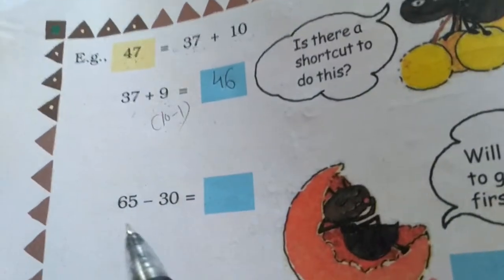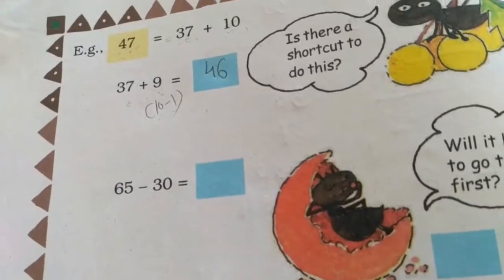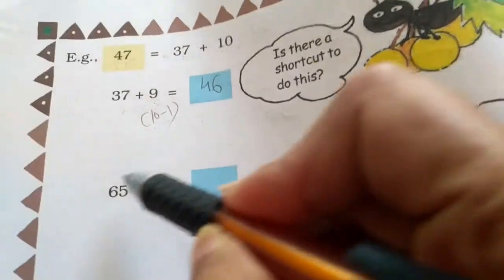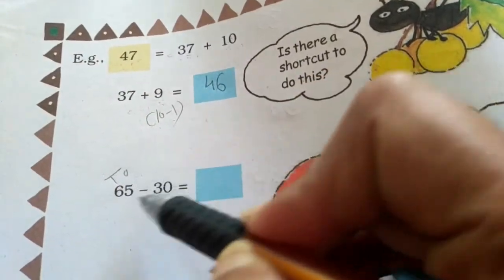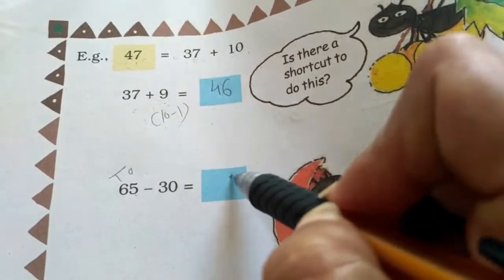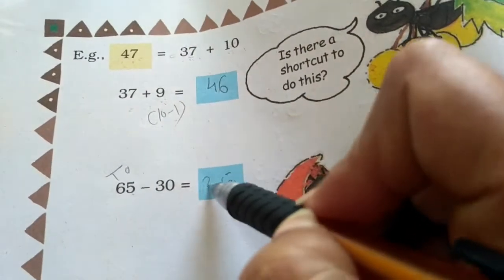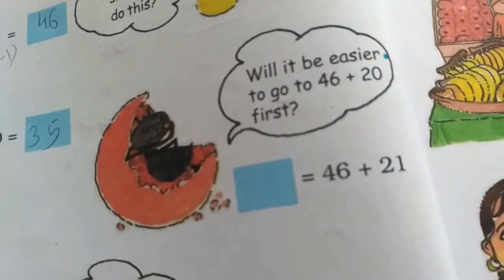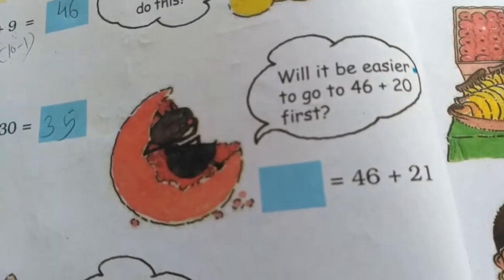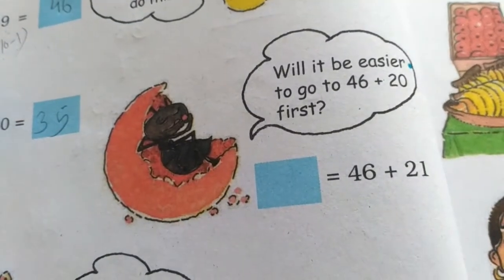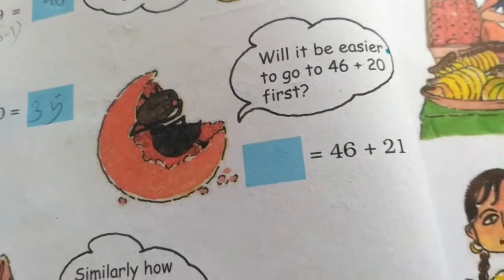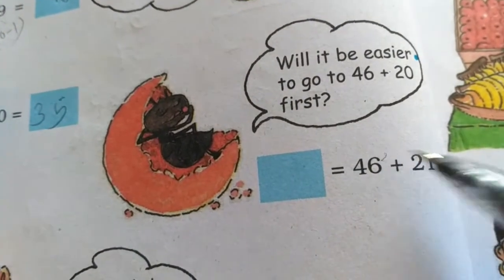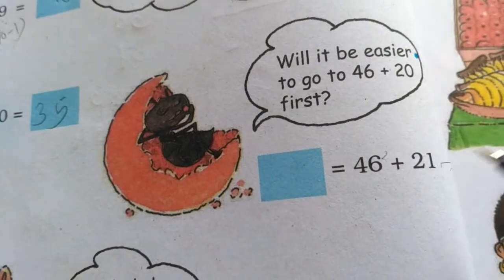Now next, 65 minus 30. So what will you do in this? First you will write down here this way 10s and 1s. 5 minus 0, 5 and 6 minus 3, 3. That's super easy. Now next, will it be easier to go to 46 plus 20? That's super easy. देखो यहाँ पर क्या है 46 plus 20.